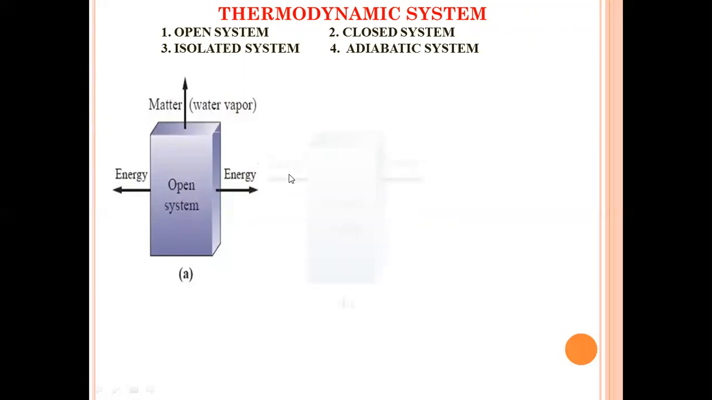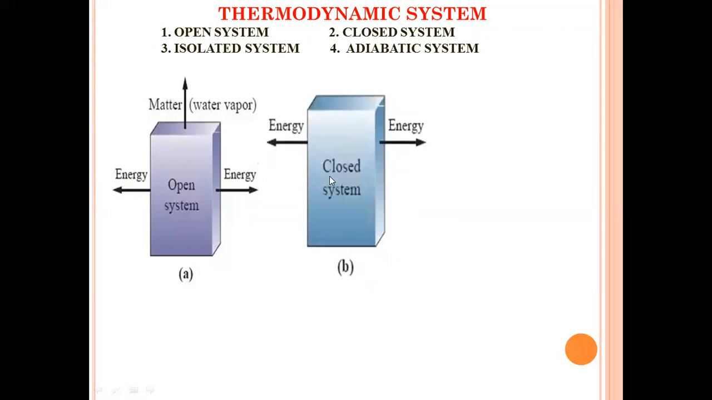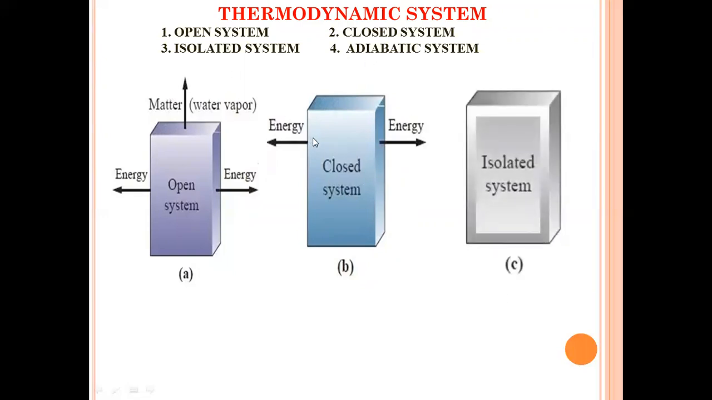Second one is the closed system. A closed system is that system in which only energy can cross the boundary of the system, but mass cannot cross the boundary of the system. That system is called a closed system. Third one is the isolated system. An isolated system is that system in which neither energy nor mass can cross the boundary of the system. Means neither energy nor mass can enter in and out of the system.